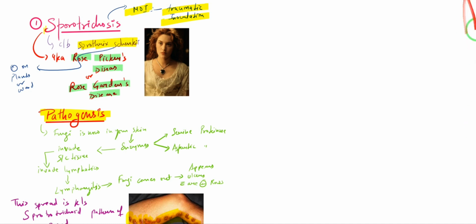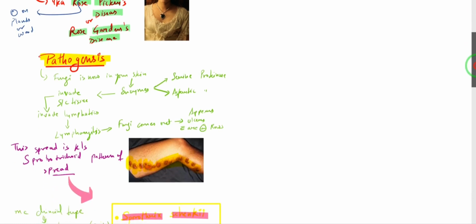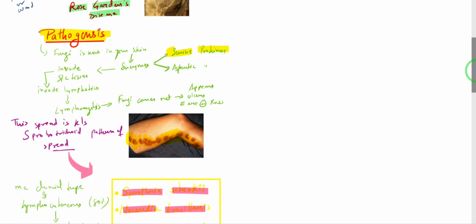For the pathogenesis, you guys know that after it enters your skin, it is going to produce two types of enzymes, that is serine proteinase and aspartic proteinase, which will help the fungi to invade into the subcutaneous tissue, and after it is in the subcutaneous tissue, it is going to invade the lymphatics, right? And it will spread along the lymphatics. It will cause the inflammation leading to lymphangitis. Then it will come out, and we are going to see the ulcers, which are present in a row. Why is it present in a row? Because it is spread along the lymphatic vessels, the course of lymph vessels, right, like we saw here.